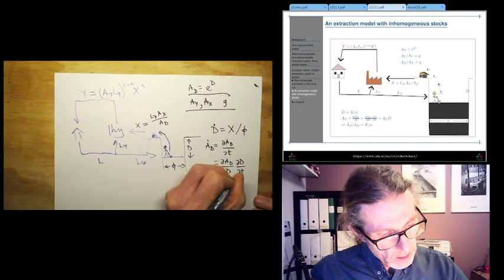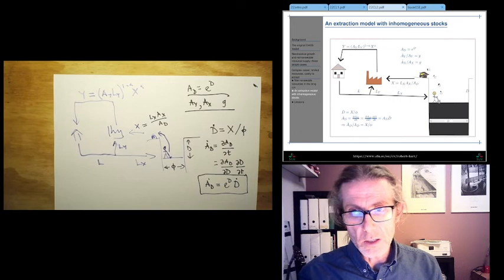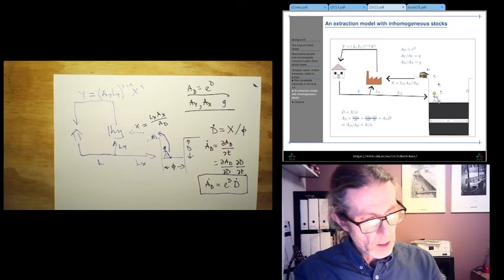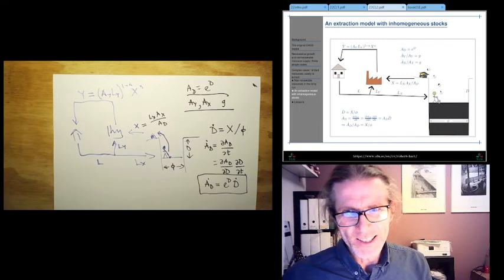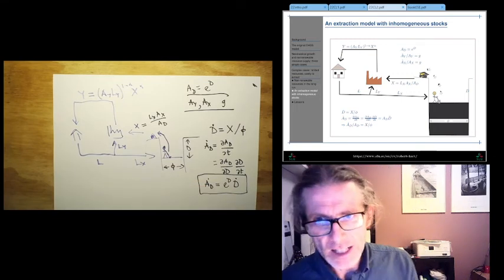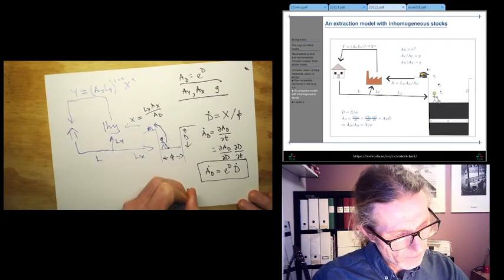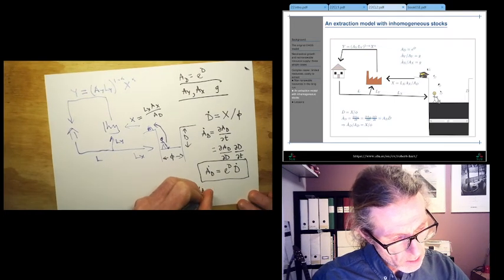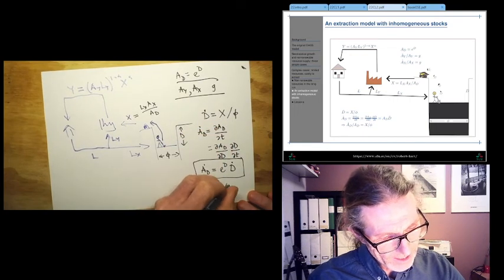So AD dot is e to the D times D dot. e to the D is just AD. Okay, so AD dot over AD is D dot, which is x over phi.